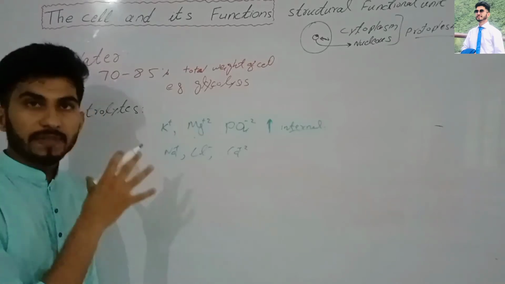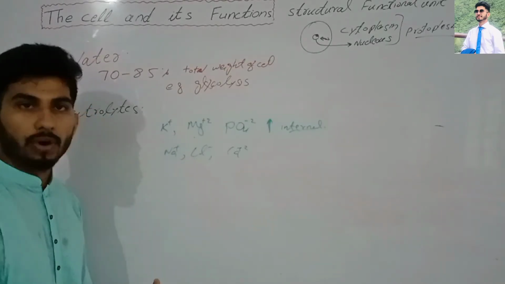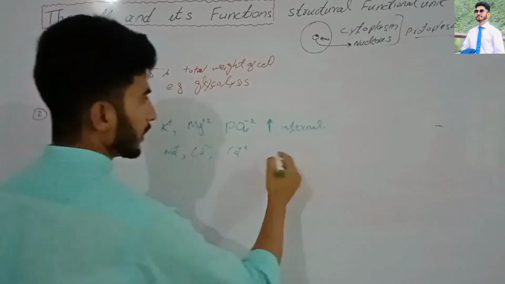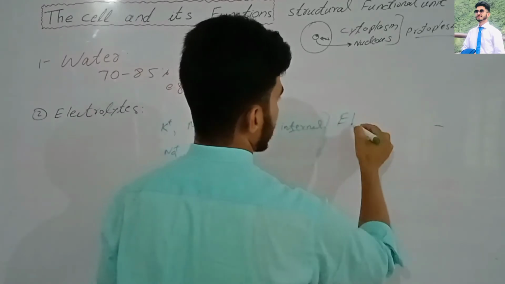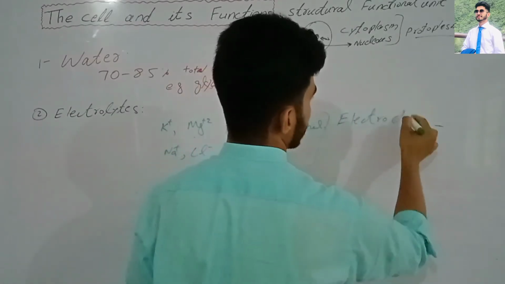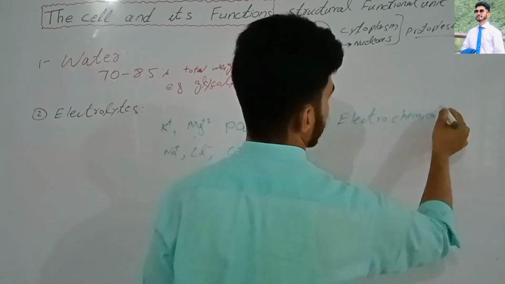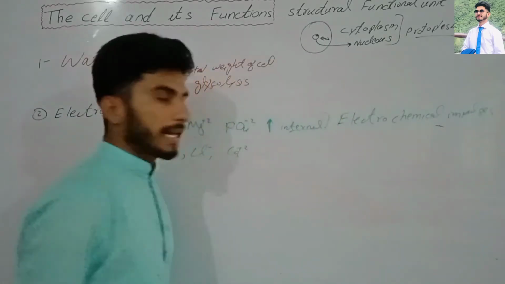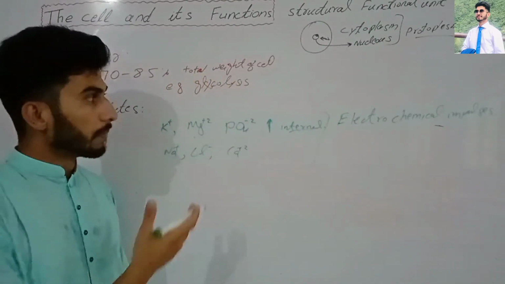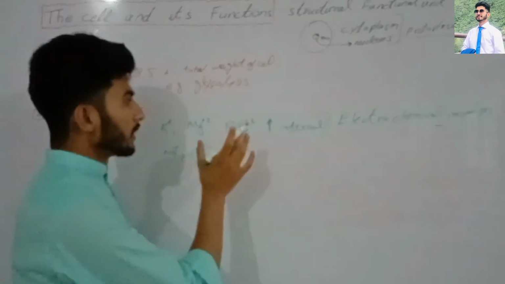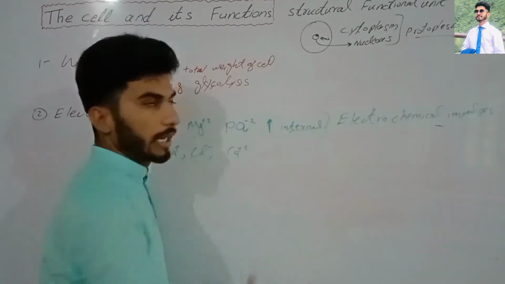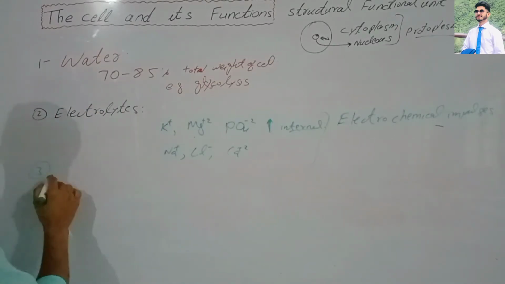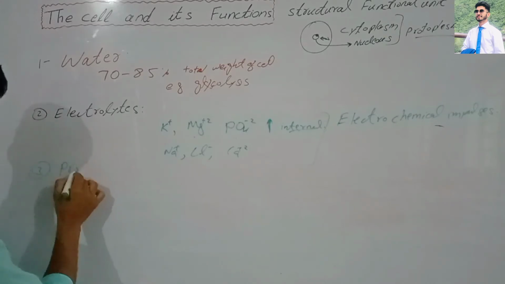So what are the functions of these ions? These ions play an important role in electrochemical impulses, for example, nerve impulses and muscle impulses. Number three is protein.